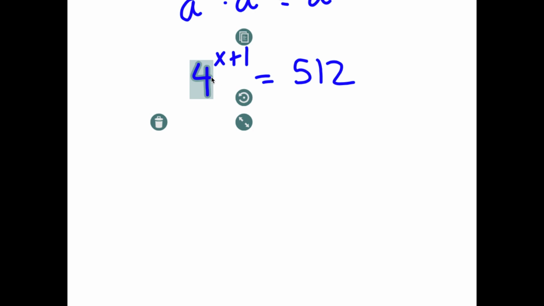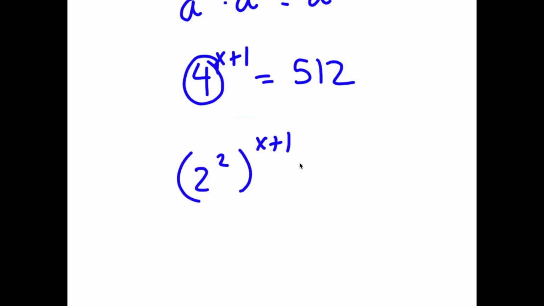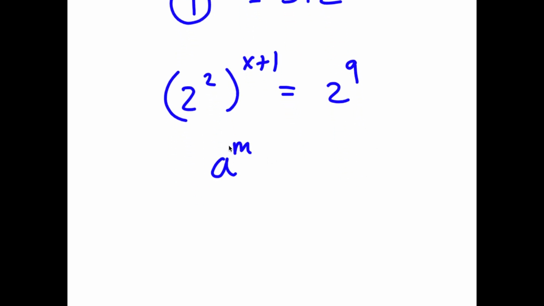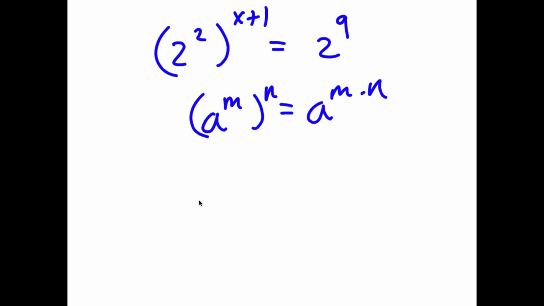Now, 4 is the same thing as 2 squared. So I have 2 squared to the power of x plus 1 is equal to 512, which is the same thing as 2 to the power of 9. And if I have something in the form a to the power of m to the power of n, this is equal to a to the power of m times n. So 2 squared to the power of x plus 1 is going to equal 2 to the power of 2 times (x plus 1).